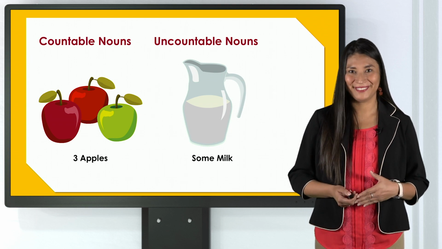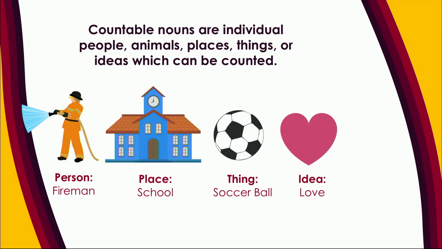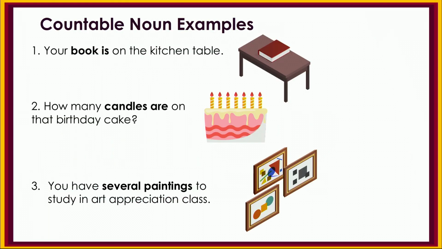Countable nouns are individual people, animals, places, things, or ideas which can be counted. Here we have some examples of countable nouns. Your book is on the kitchen table. How many candles are on that birthday cake? You have several paintings to study in art appreciation class.